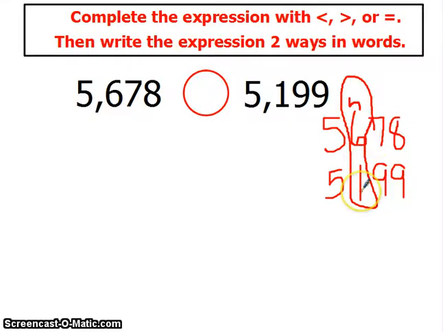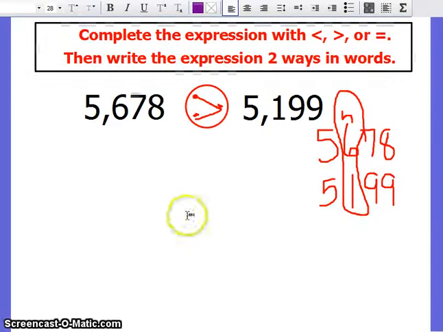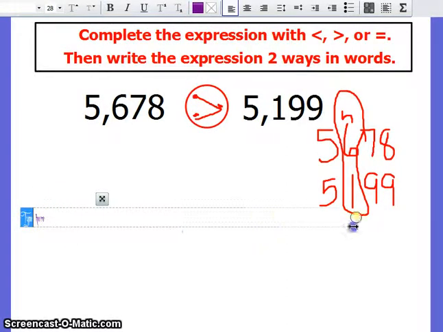600 is larger than 100. So therefore, I'm going to put 2 dots on this side for my large number, 1 dot on this side for my small number, and I'm going to connect it this way. So there I have my greater than sign. 5,678 is greater than 5,199. So now you need to write this expression in 2 different ways.